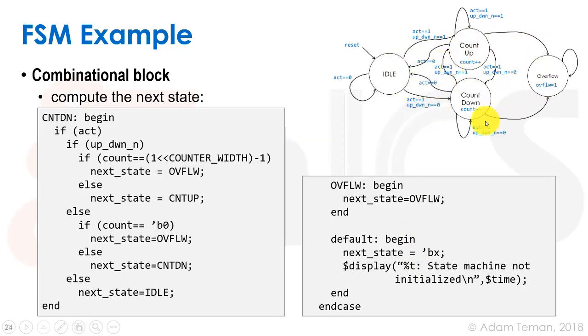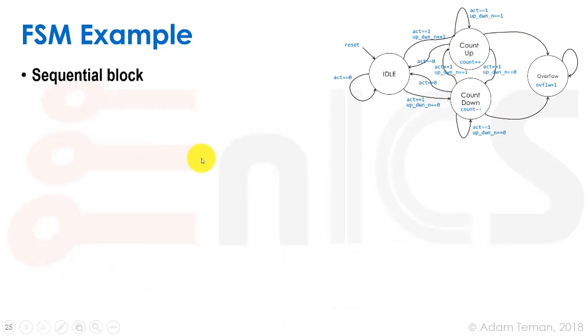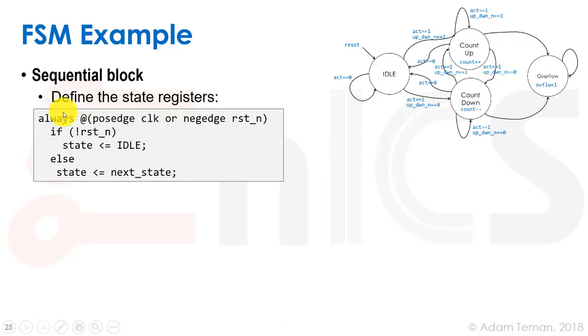But how do we actually move between the states? It's really easy. We have a sequential block, which is really simple, and you'll see it almost exactly like this in every state machine. Always at posedge clock or negedge reset: if not reset, state equals idle. That described this arrow here. If reset goes low, then we go into the idle state. Else, state gets next state.